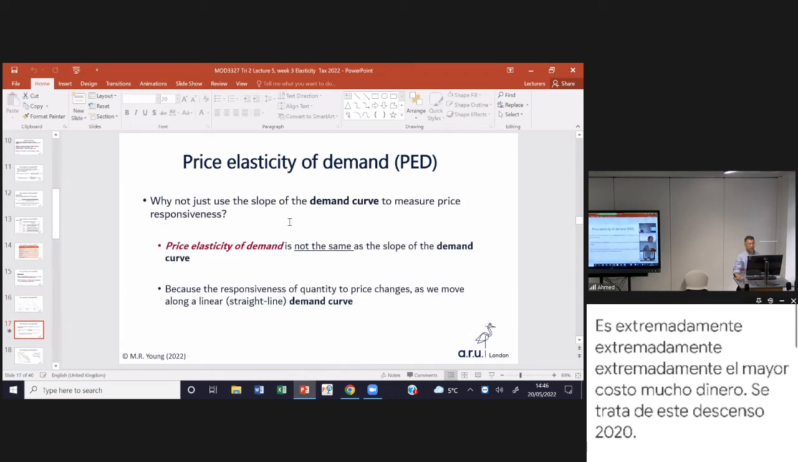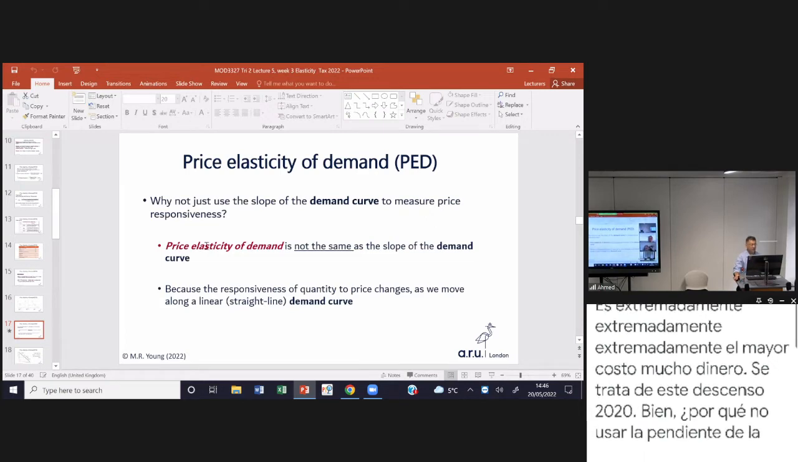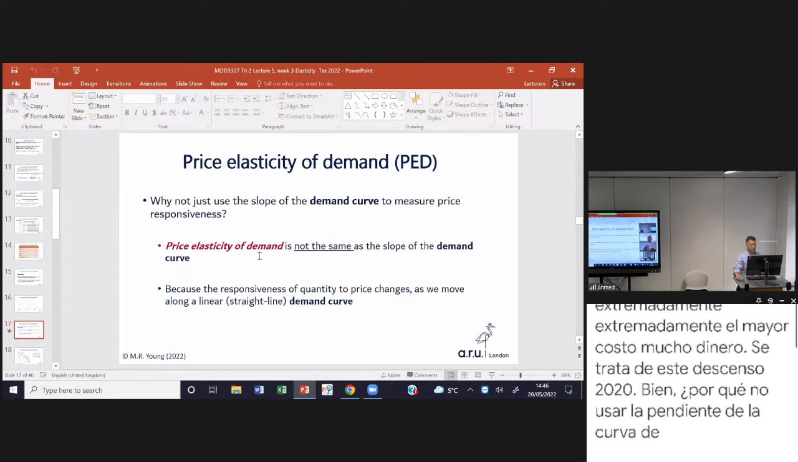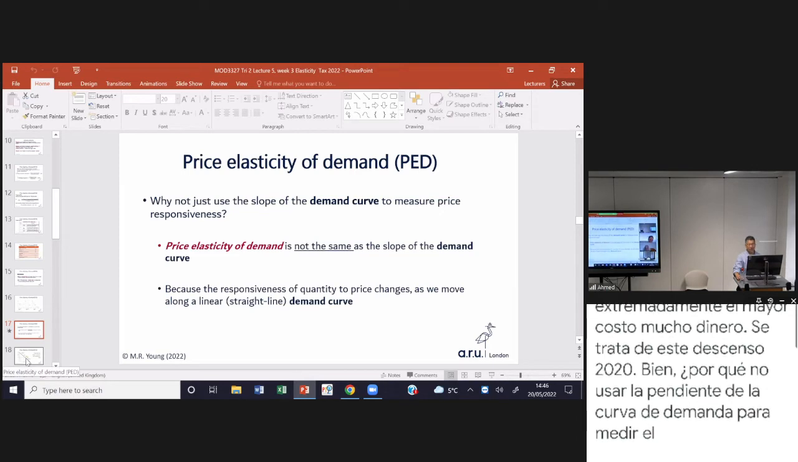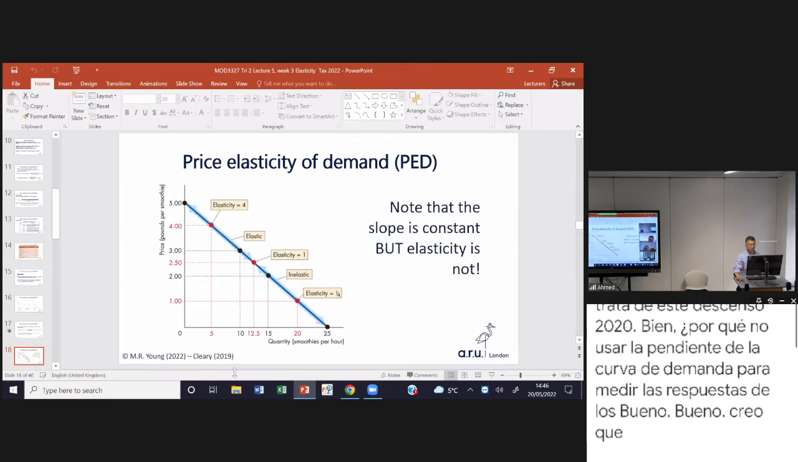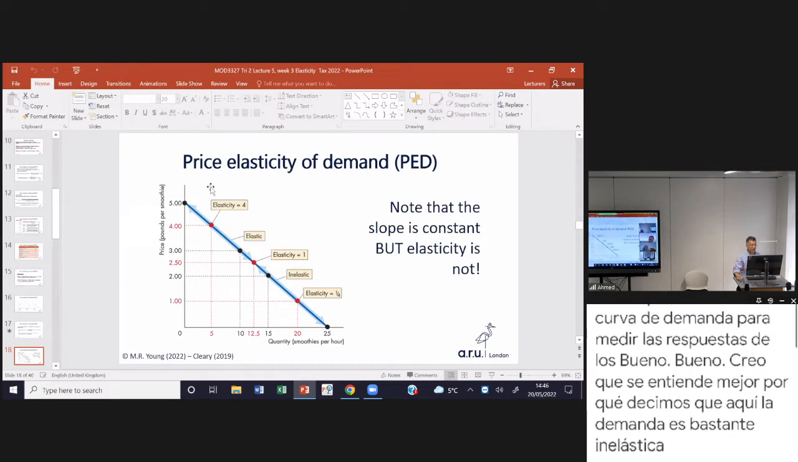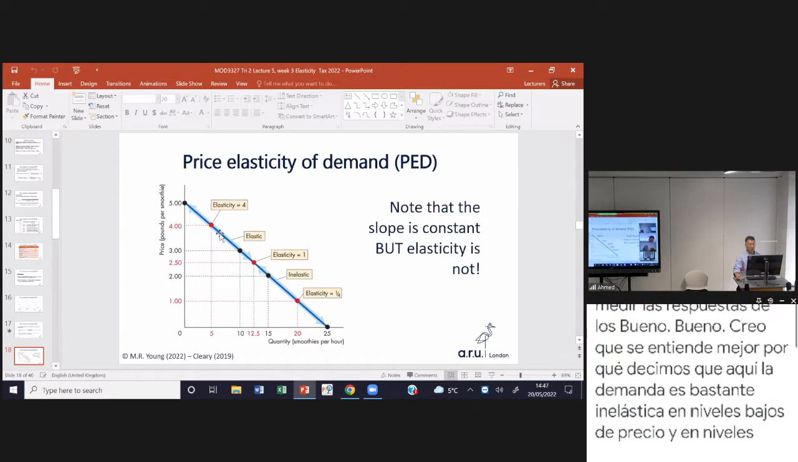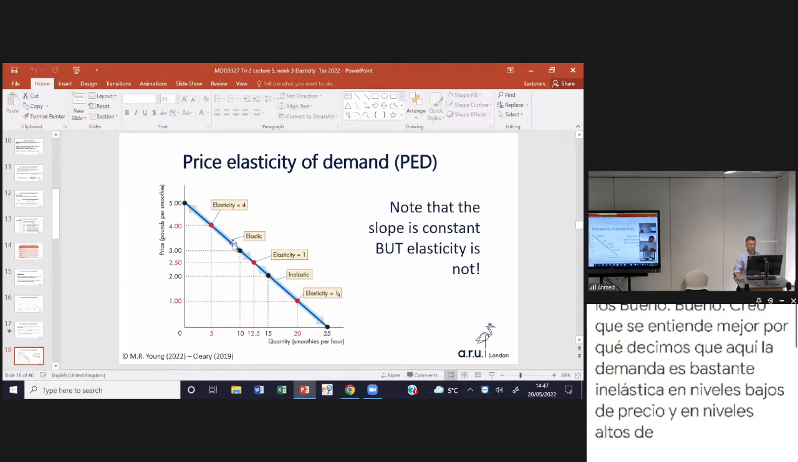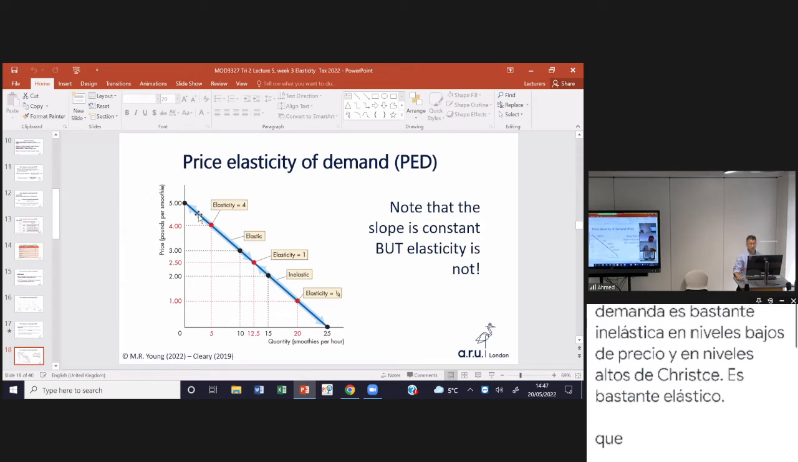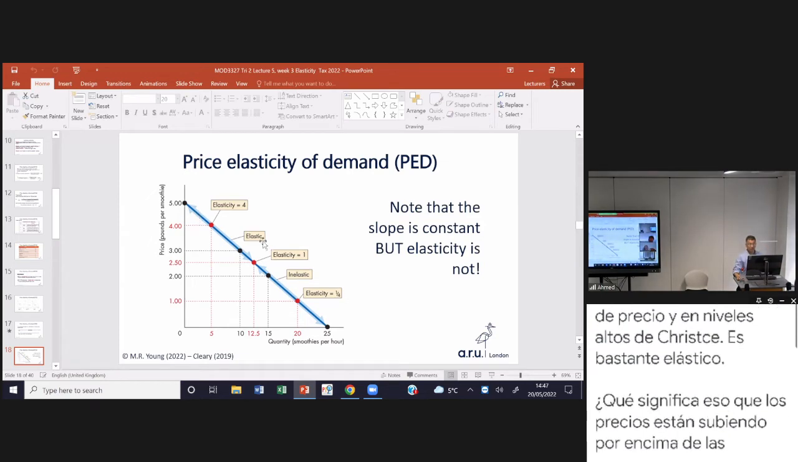Okay, why not use the slope of the demand curve to measure price responsiveness? I think this is better understood like this. Let's look at the diagram. We're saying that here demand is pretty inelastic at low levels of price, and at high levels of price, it's pretty elastic. What does that mean? If prices are going up, up, up, people can say we don't want it, at a very high price.